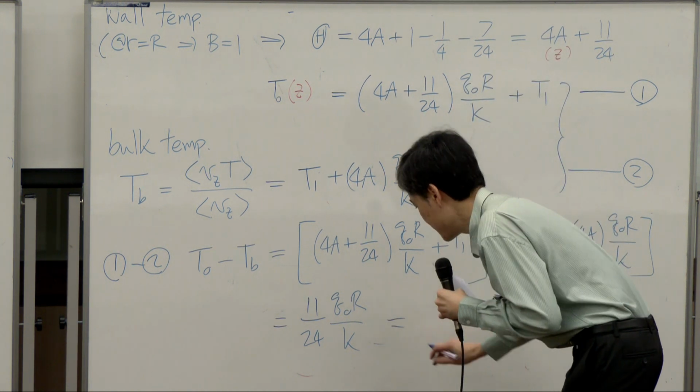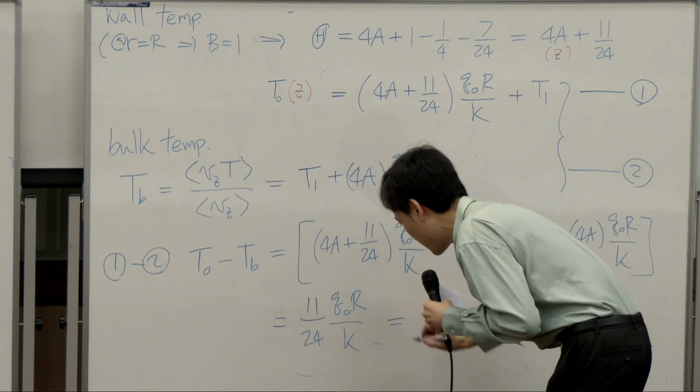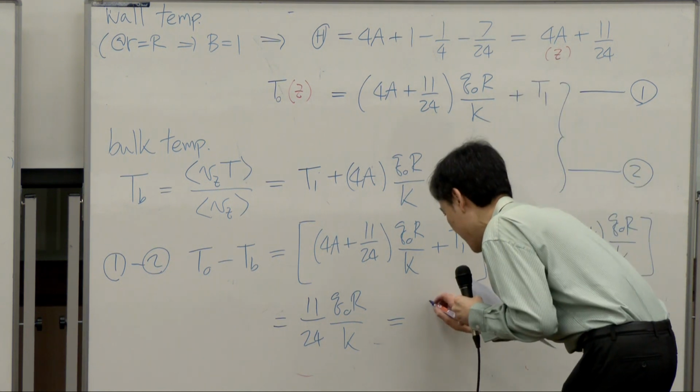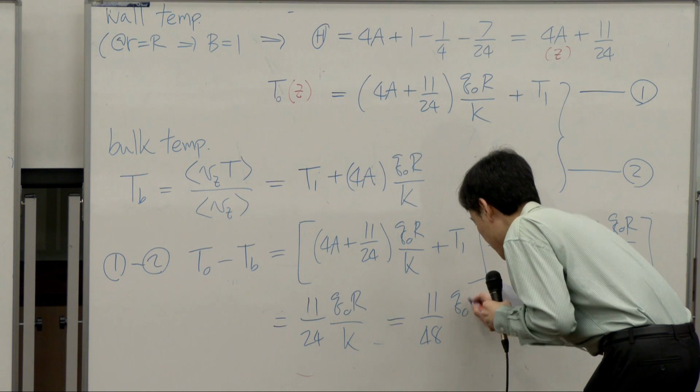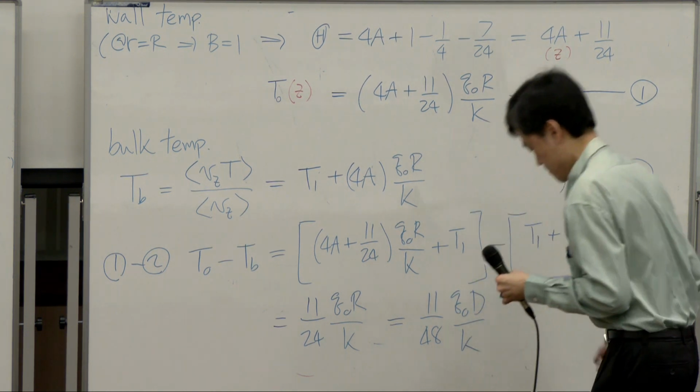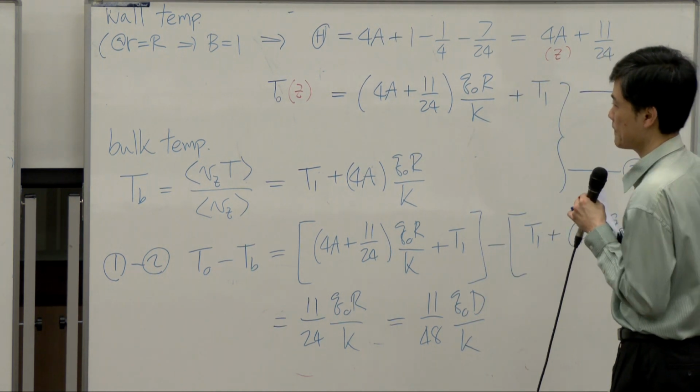And in macroscopic balance, we do not prefer R, we prefer diameter. So that would be 11 over 48 Q0 D over K. Okay?